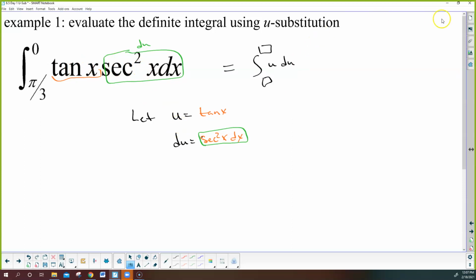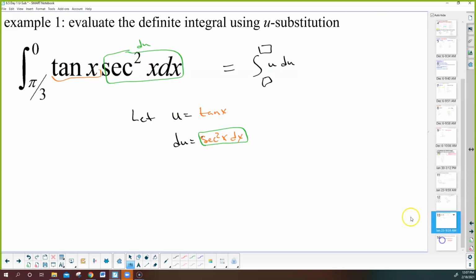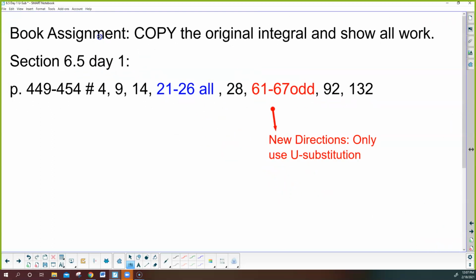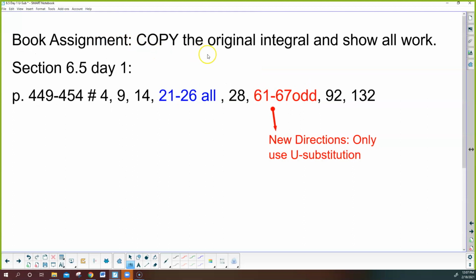Okay, here's what we got for homework tonight. Homework is in the textbook, and I want to make sure you guys know that we want you to copy the original integral and show all of your work when you're doing U-substitution. Practice that work. All of these answers are in our worked out solutions. I already did them and put them in our homework answer section, and I did that because I know this isn't easy, but you can go and check.